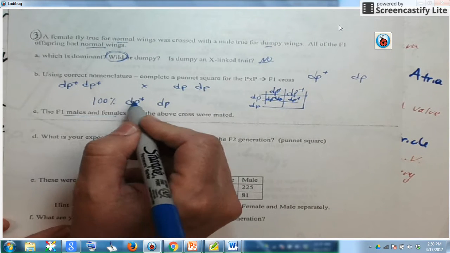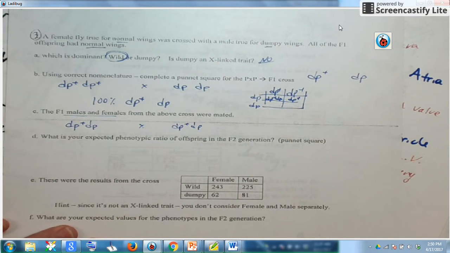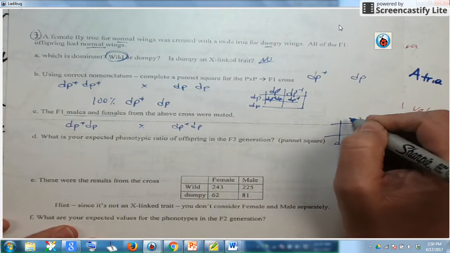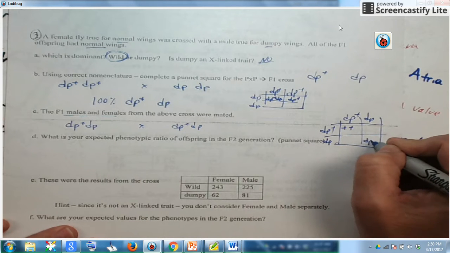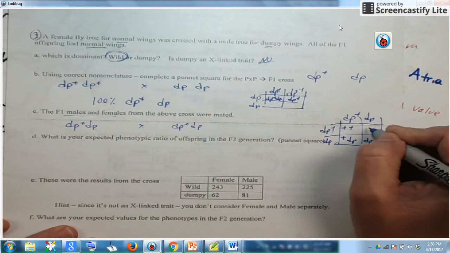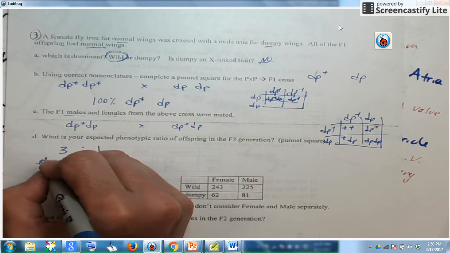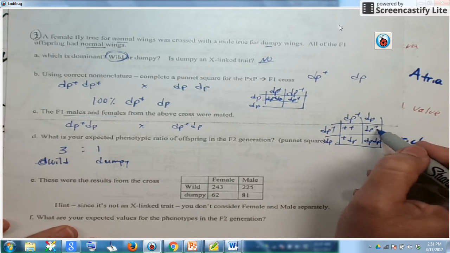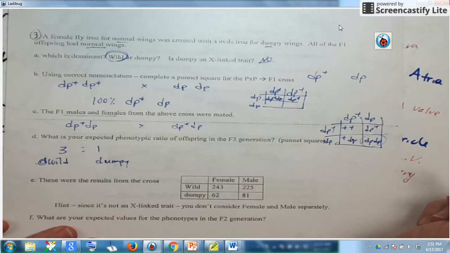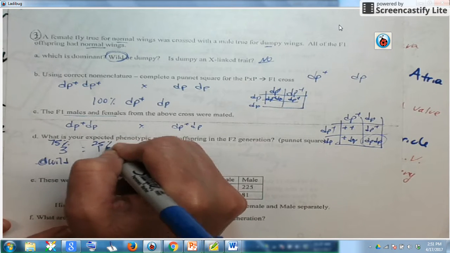So we're going to take males and females of this and cross them. So DP plus DP crossed with DP plus DP, these heterozygous individuals. If we do this cross, do I really need to do this cross? Okay, I'll do it. This one's going to be plus plus. This one's going to be DP DP. This one's going to be plus, and this one's going to be plus. So we should get a 3-to-1 ratio of wild wings to 1 dumpy wing. These are going to have the dominant trait. This one's going to have the recessive trait. So we're looking at 75% and 25% here.